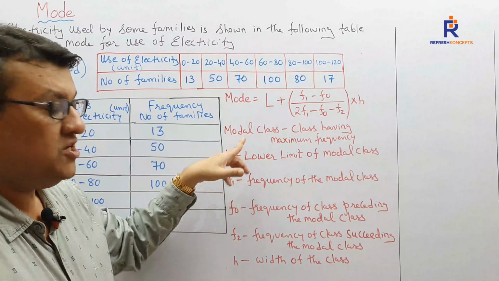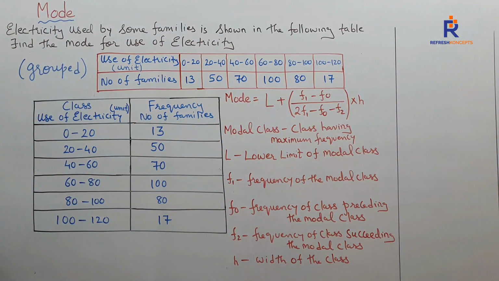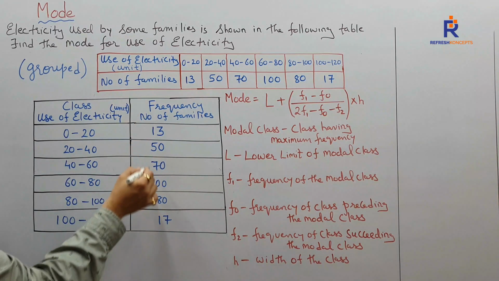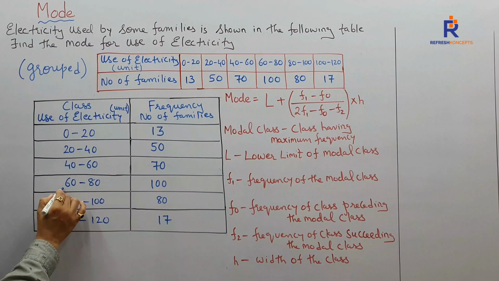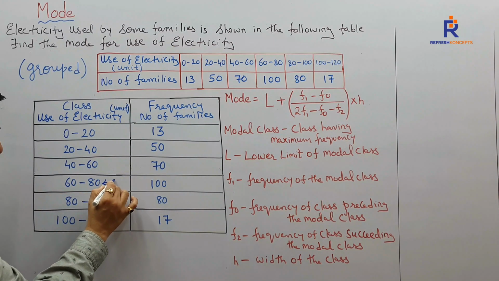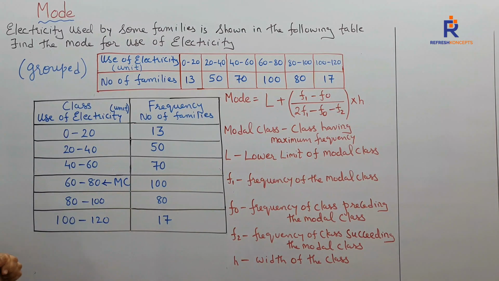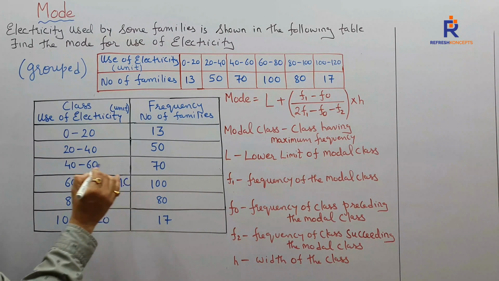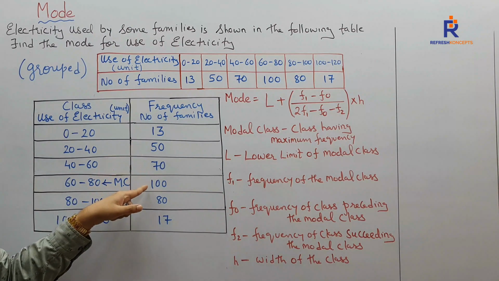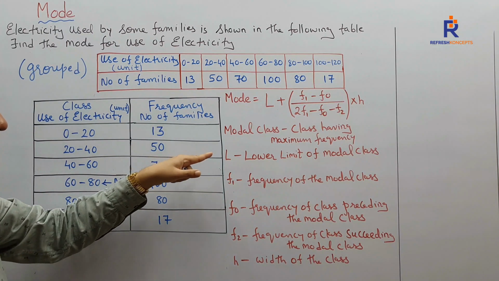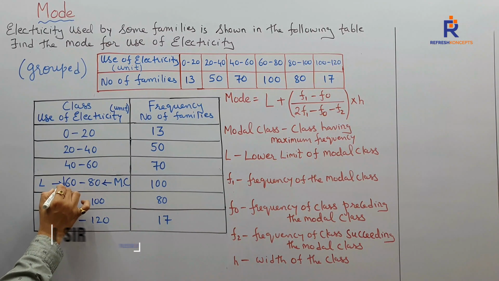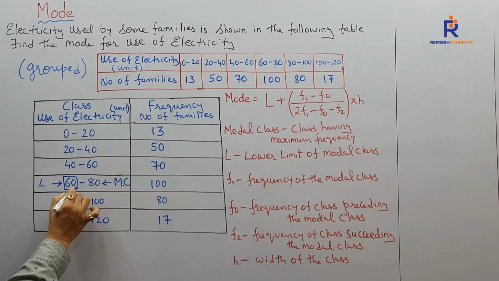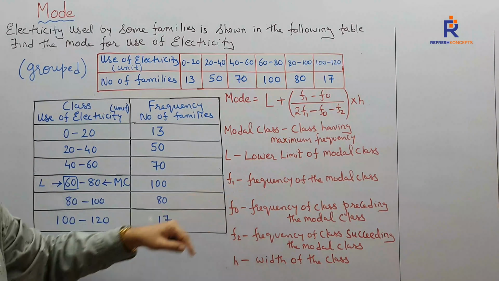So let's start with our answer. Modal class is the class having maximum frequency. Which according to you is the maximum frequency? 100, right? So this becomes my modal class, MC. The class having the highest frequency. L, the lower limit of the modal class: can I say this is L? F1 is the frequency of the modal class.